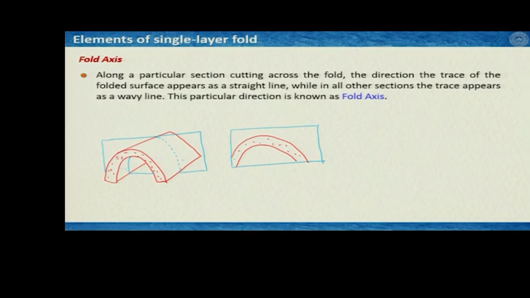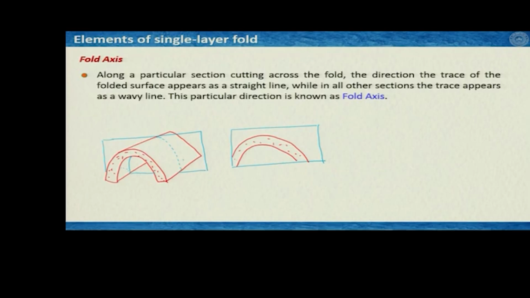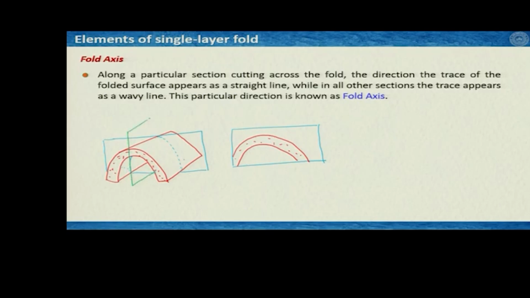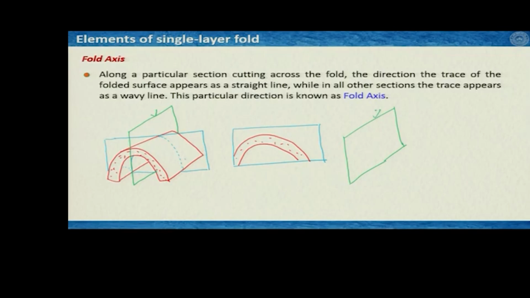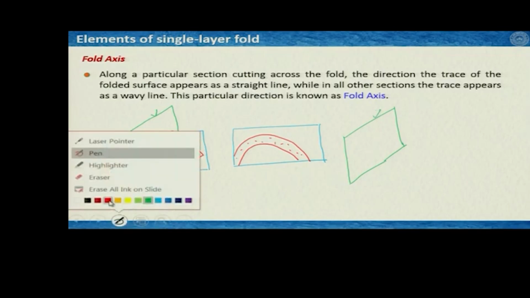However, there would be a particular plane along which this folded structure would appear as a linear structure, and in this particular case, maybe this plane. So, if I pass this plane this way, then I would see the folded structure like this. This green plane is this one, and I would see the fold here.